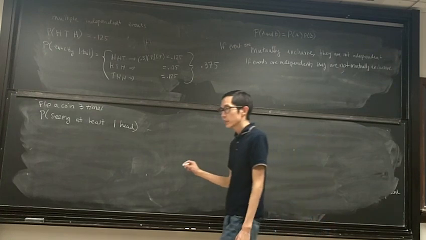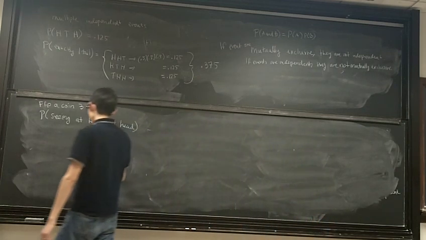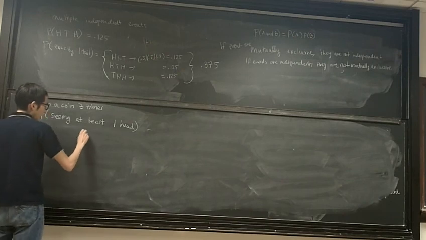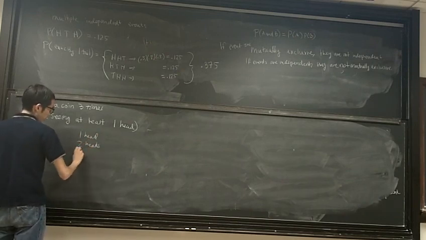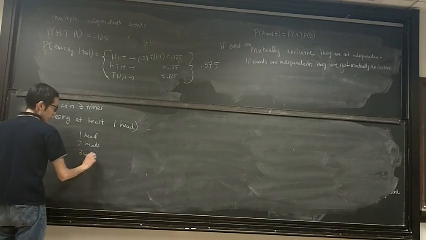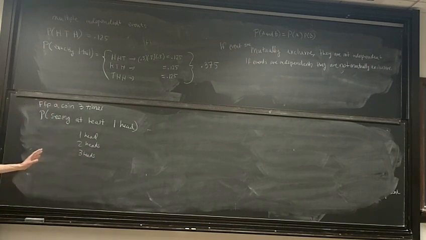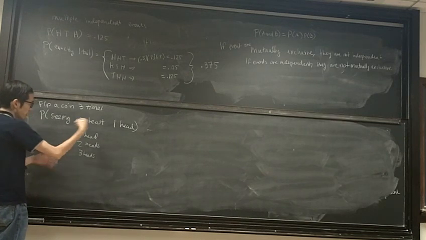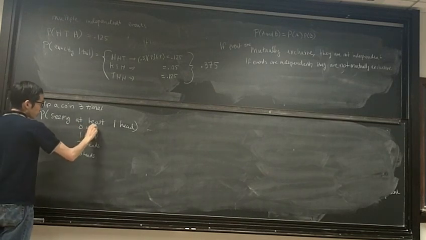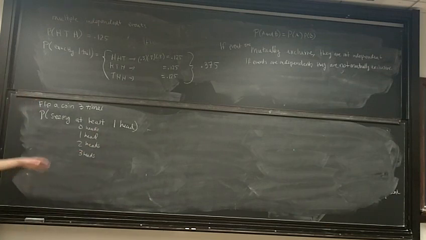So what does it mean to see at least one? It means I see one head, 2 heads, or 3 heads. Right? What's also possible? Well, whenever you flip a coin 3 times, it's also possible to get 0 heads. So flipping a coin 3 times will result in one of these 4 outcomes. Is that correct?